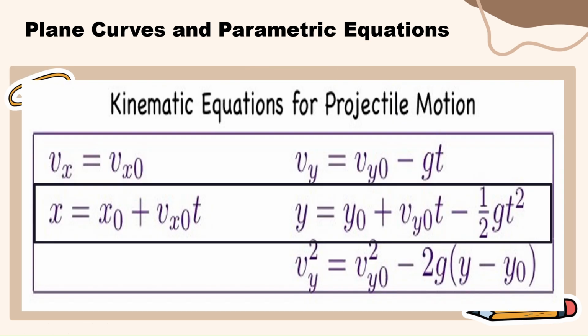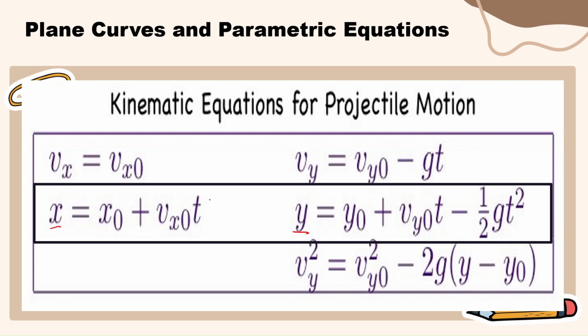So, ano ba yung example ng parametric equation natin? One parametric equation that we are very familiar with is itong isang kinematic equations for projectile motion. So, itong ating nakikitang equations na to, 5 equations, is yung equation nga ng projectile motion na napag-aralan natin sa physics. Dito lang tayo mag-focus muna sa box ng kulay black.